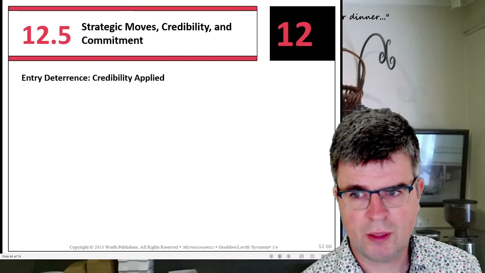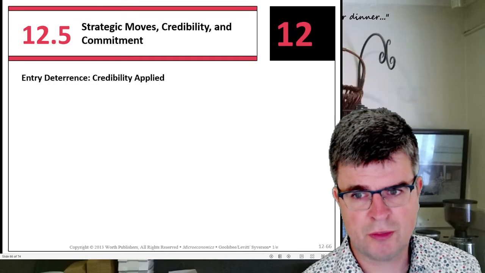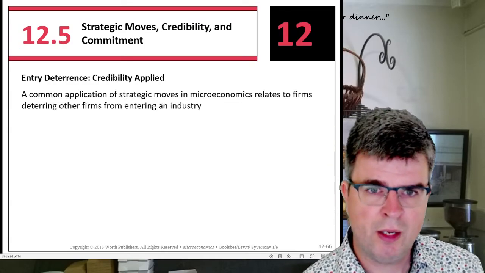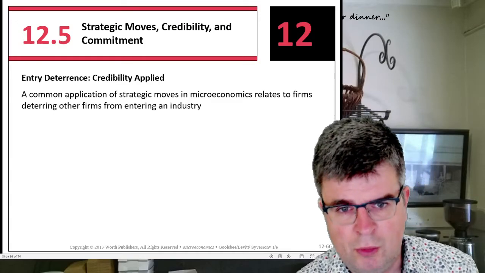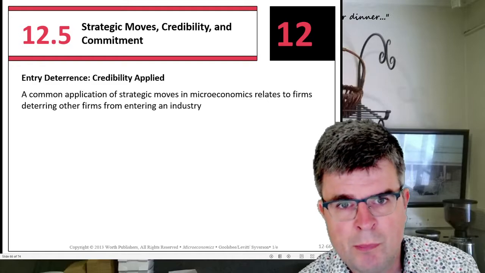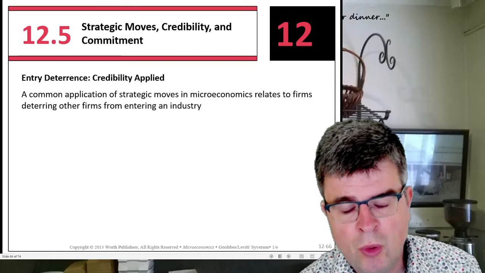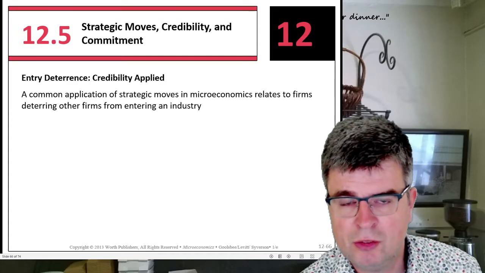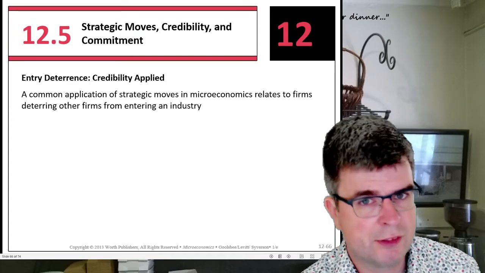Let's look at a practical example of entry deterrence as appears in real life. If you look at competing firms in an oligopoly market, then one of the strategic moves that a firm might want to make is to deter other firms from entering the industry, because more firms means more competition, less market power, lower prices, less profits.